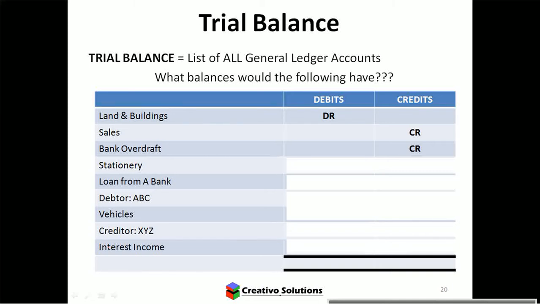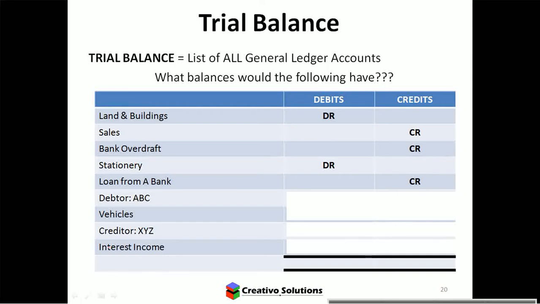Stationery is an expense. Good. So debit. Yes. Then loan from a bank is a liability. So credit. Okay. Debtor will be debited. Why? Because it's a debtor. No, a debtor is a client. An asset. Asset. Okay, that's why.